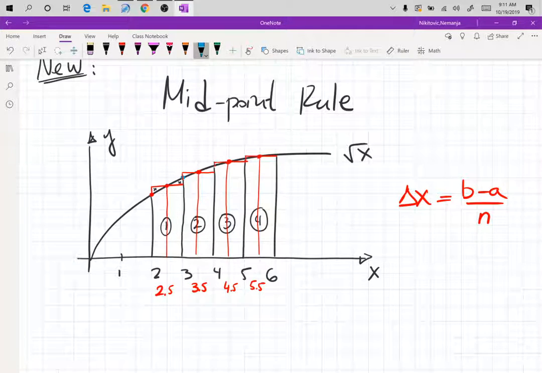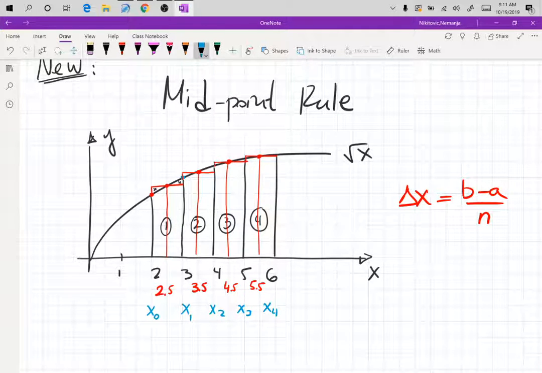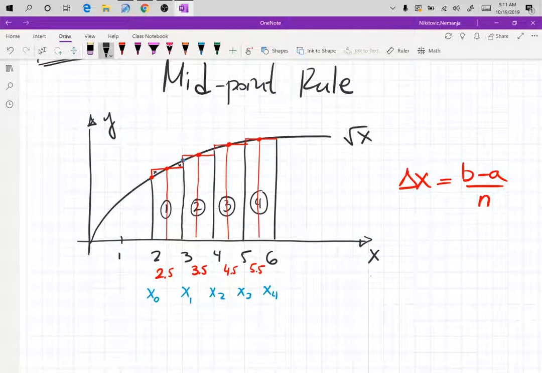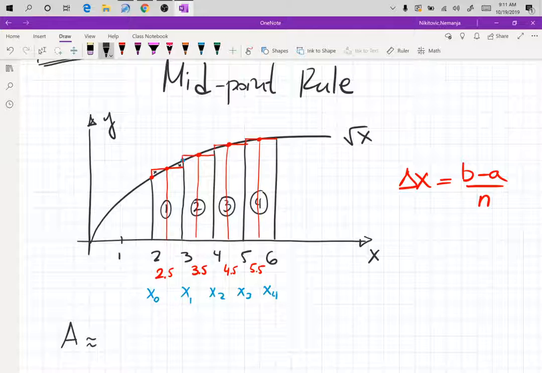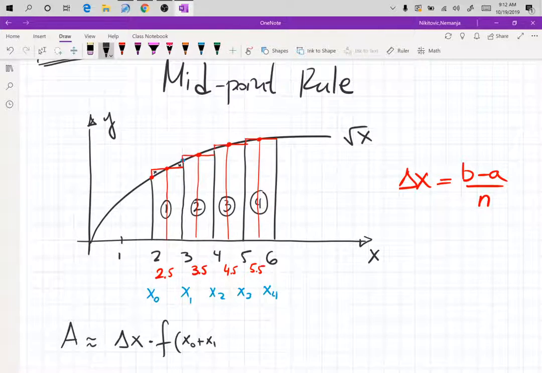So now what do we have? If we are talking theory, we have x0, x1, and so on. Those are the x2, x3, and x4. Those are the black points. And if I want to come up with a formula, what the area is approximated by, I see that I have delta x times the function computed at the average of the 2 points. So I have 2 plus 3 is 5 divided by 2 is 2.5. That's where I compute the height.